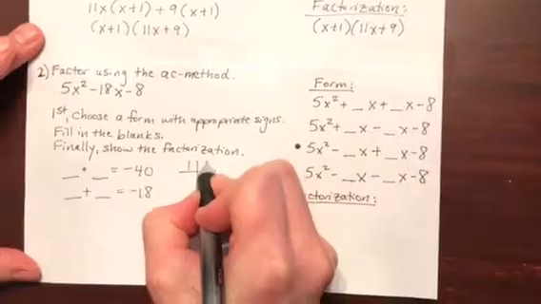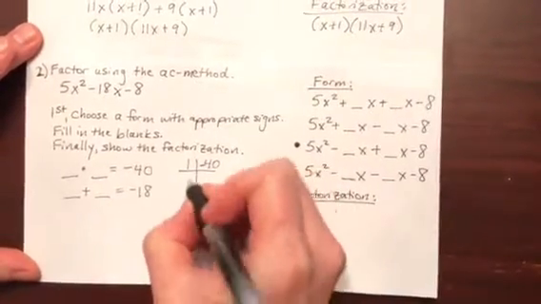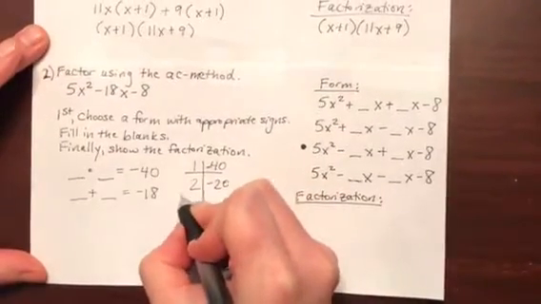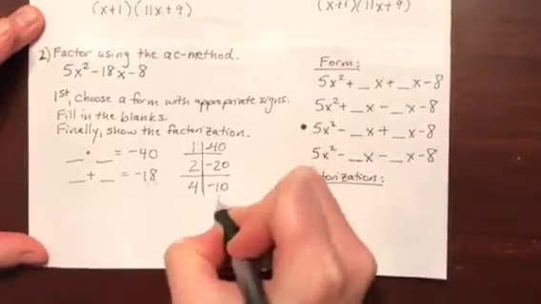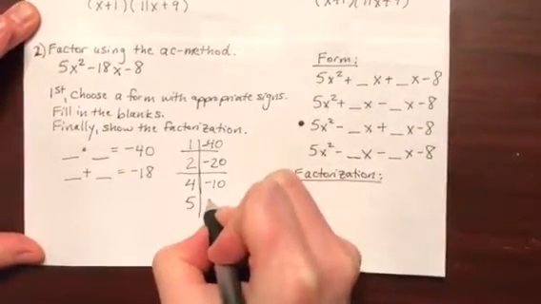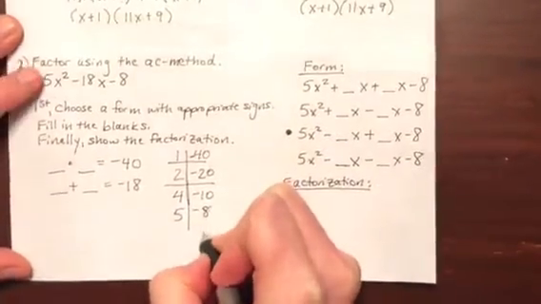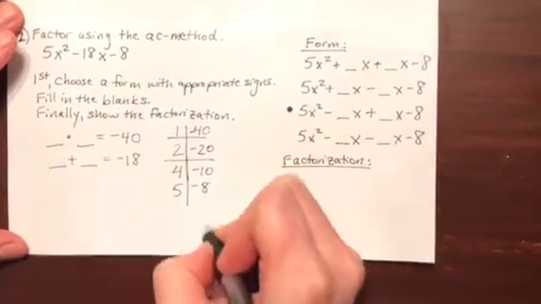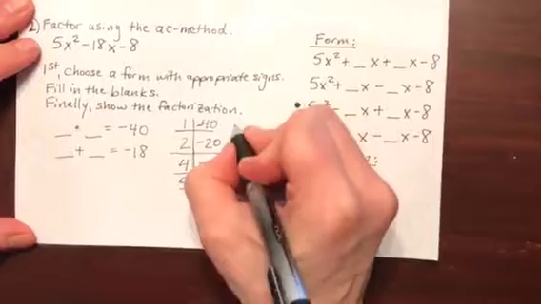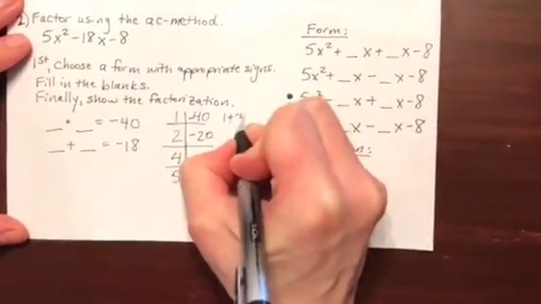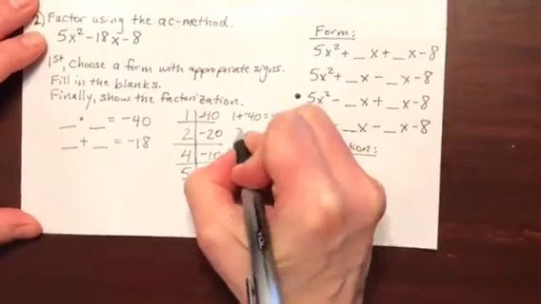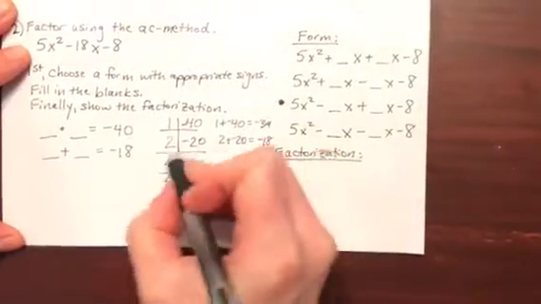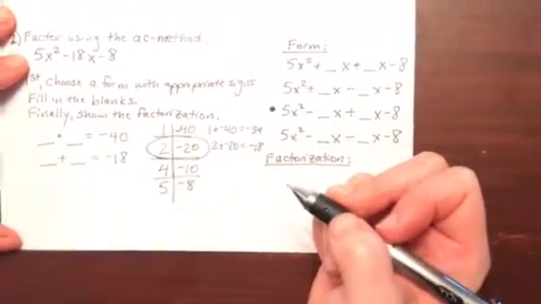So if I did 1 times negative 40, or 2 times negative 20, 3 doesn't go in. I could do 4 times negative 10. I could do 5 times negative 8. 6 doesn't go in. 7 doesn't go in, and then I've gotten to 8. And so those are the only possibilities that I have. Now let's add these numbers. 1 plus negative 40 would be negative 39. 2 plus negative 20 is negative 18. That's the one I want. So this is the pair of numbers that I'll be using.